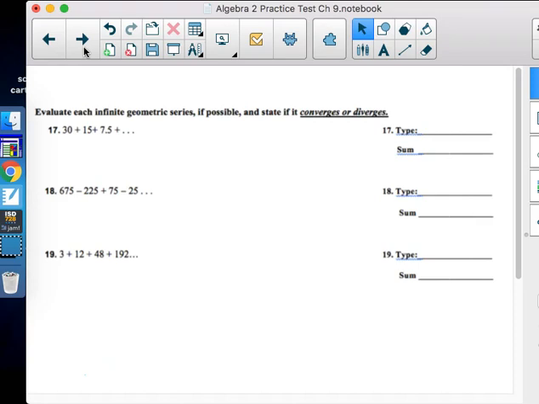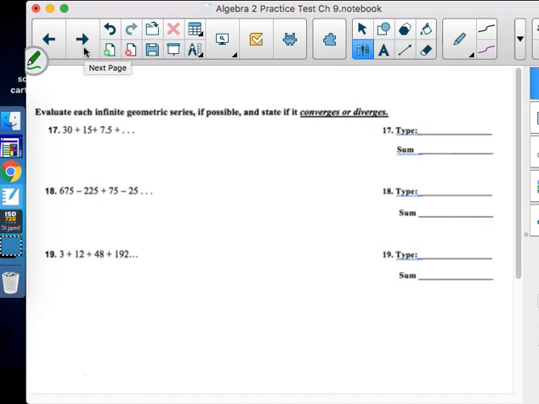Evaluate each infinite geometric series, if possible, and state if it converges or diverges. Well, that's kind of backwards, because we'd want to know if it converges, we can find it. If it diverges, we can't. So we're going to have to check that first anyway. Alrighty. So taking a look at 17.